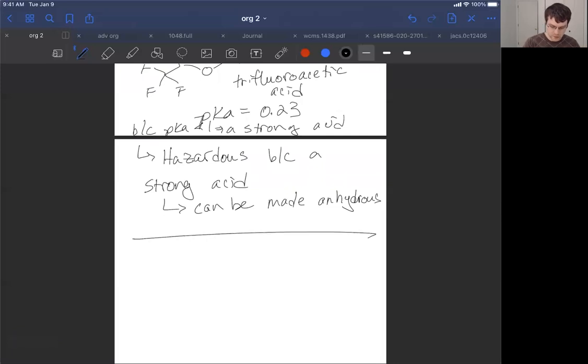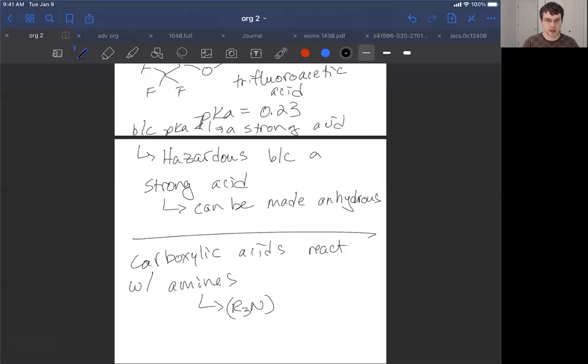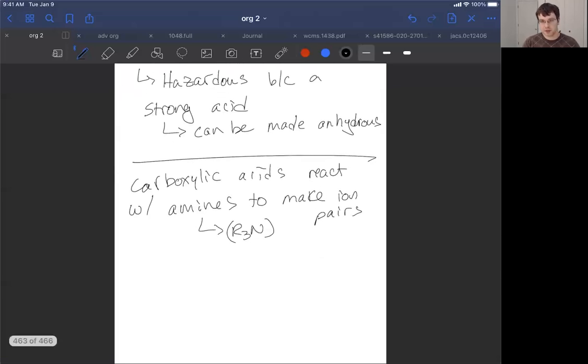Okay, so carboxylic acids react with amines. So amines are things where we have 3 things attached to nitrogen. Those 3 things could be carbon or hydrogen. There's no carbonyls directly attached to nitrogen. There are no double bonds between nitrogen and another carbon. That would be an imine or a Schiff base. Okay. These react with amines to make ion pairs. So ion pairs are just 2 ions that counter each other. Typically one's negative, one's positive.